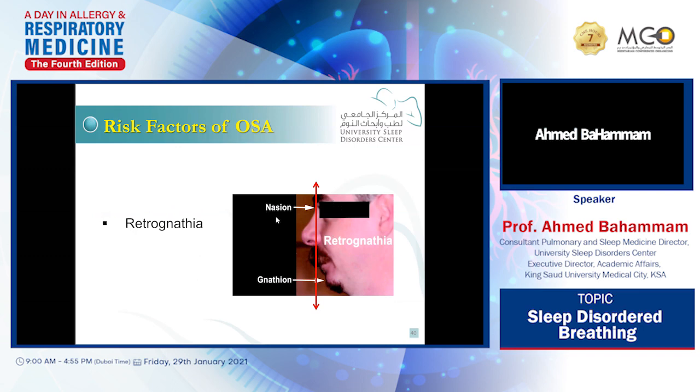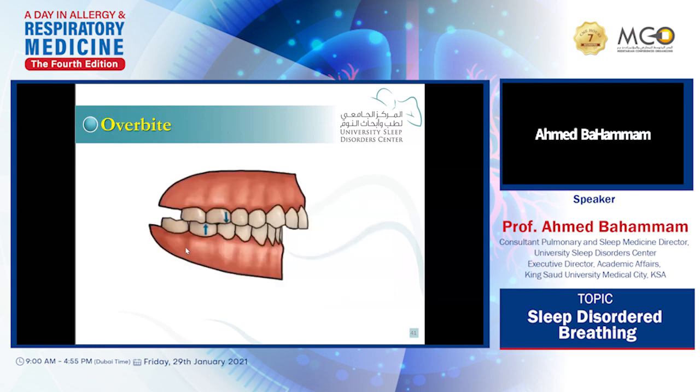Retrognathia, you know we have something called nasion and something called gnathion. If you draw a line here, this is the nasion and the gnathion. You see there is retrognathia. Again, it takes the tongue and soft tissue in the throat backward toward the posterior pharyngeal wall. Overbite, a small mandible, usually less than 3 millimeters between upper and lower incisors. When you get 3 millimeters or more, this means the patient has retrognathia or overbite, so it will move all the soft tissue backward.